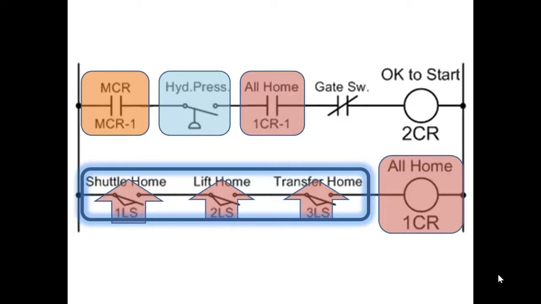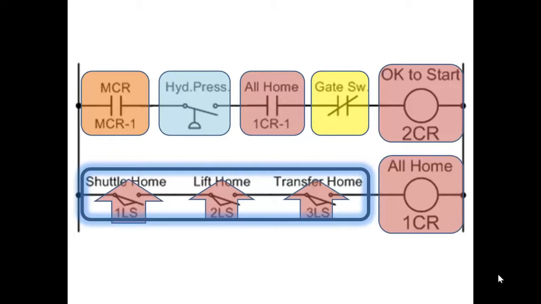The hydraulic pressure is up. All of the axes are home. We're just waiting for the operator now to close the gate to show that there's no one in that location. When the gate is closed, then this normally closed contact goes closed. So actually this switch was held open while the gate was open. Okay, at that point 2CR energizes, saying it's okay to start. Now you don't see any contacts marked 2CR in this diagram.